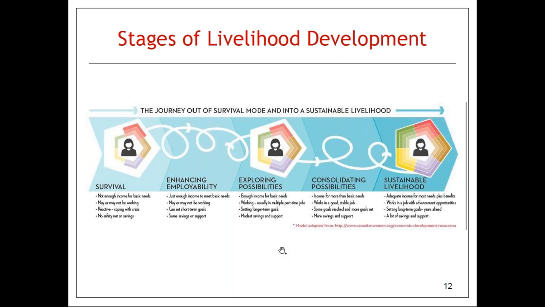So in terms of progress towards a livelihood, we know, and I mentioned this before, but I'll say it again here because this diagram illustrates this, that a woman's journey is not a linear journey. It doesn't go in a straight line. There are those setbacks. So that swirly line represents the cyclical nature of a woman's transition out of poverty.